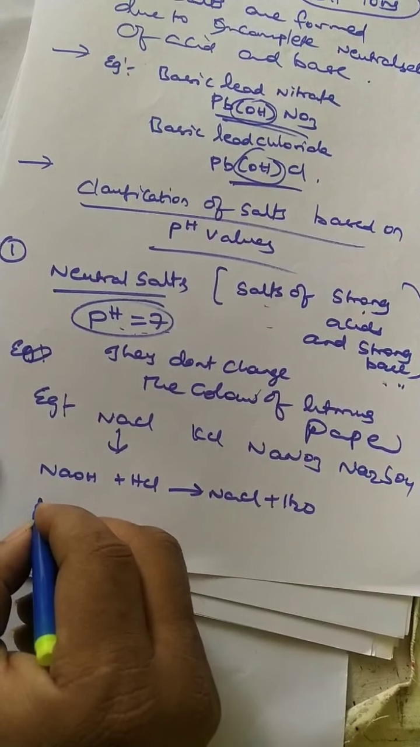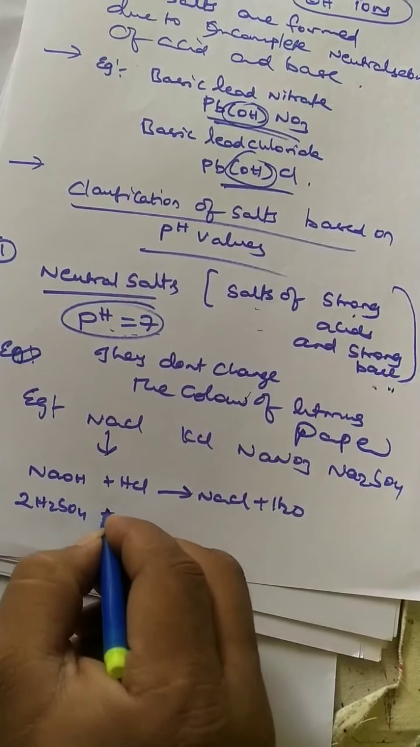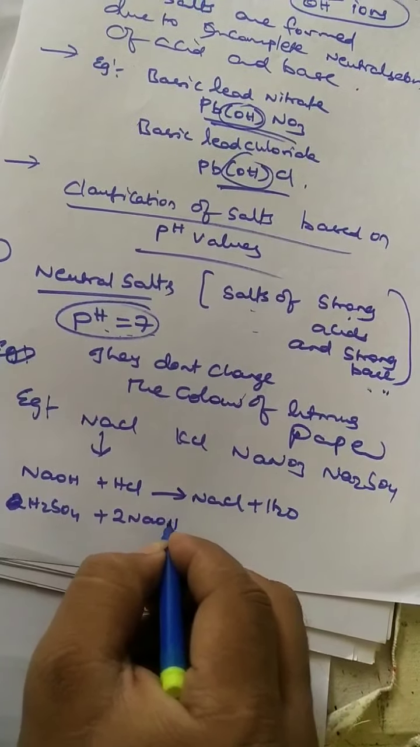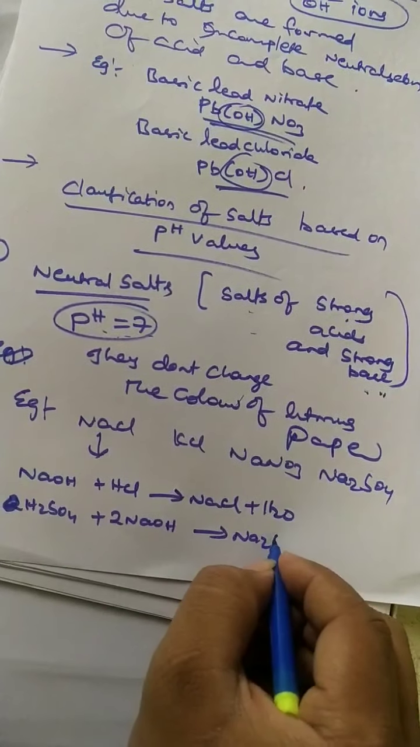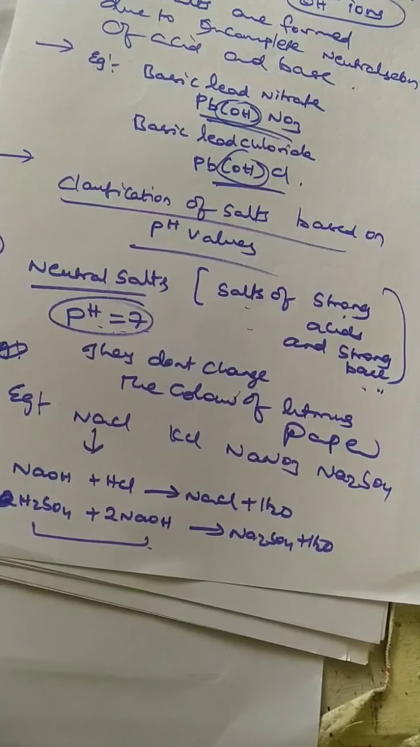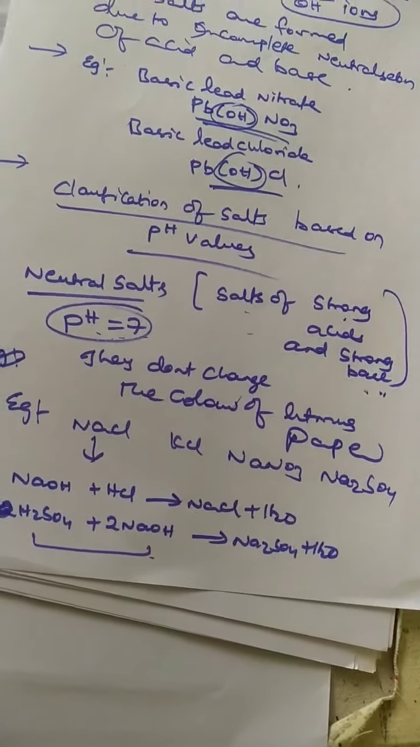In the same manner, you can take 1 mole H2SO4 plus 2 moles NaOH. So what are you going to get? Na2SO4 plus H2O. So here complete neutralization takes place. Complete 100% neutralization. Acid completely neutralizes base.